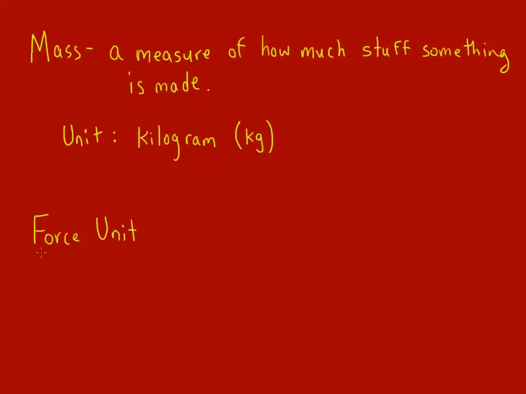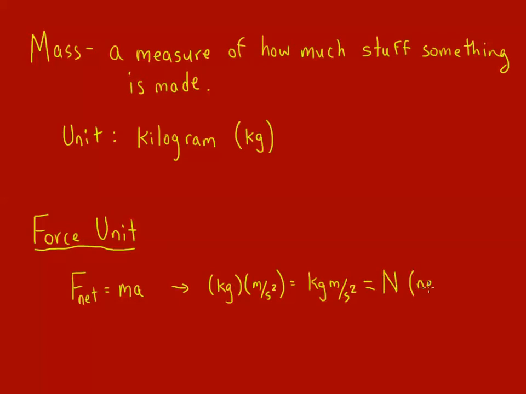Now we can figure out the units for force. If the unit for mass is kilograms, and the unit for acceleration is meters per second squared, then the units we end up with for force are kilogram meters per second squared. Since that's quite a mouthful and a lot to write down, we can also refer to this as just a Newton, abbreviated with a capital N.